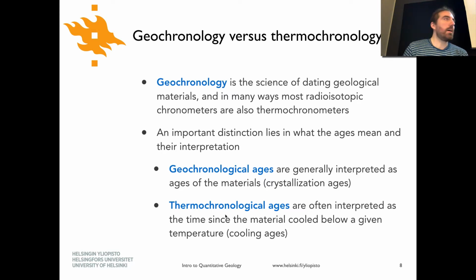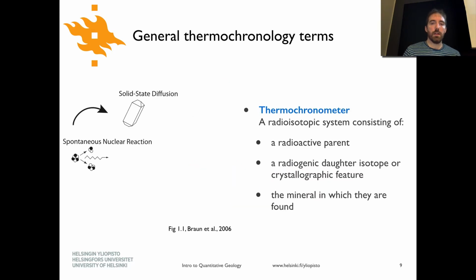So the concept is in many ways similar. You're doing the same process. You're taking some radioactive parent and you're measuring the accumulation of a daughter isotope. But for thermochronometers, that daughter isotope will relate to temperature. And we'll see how that works here a little bit now.